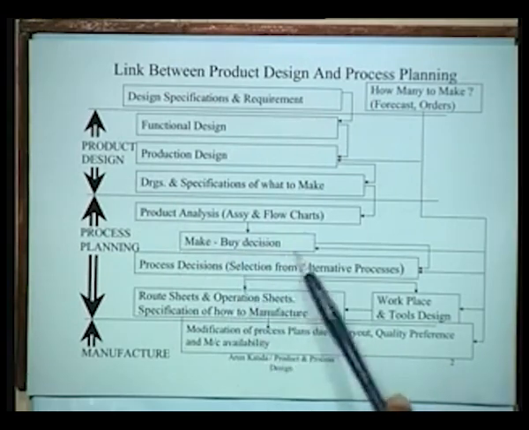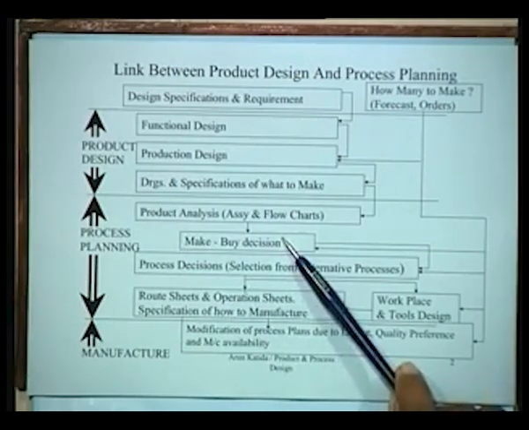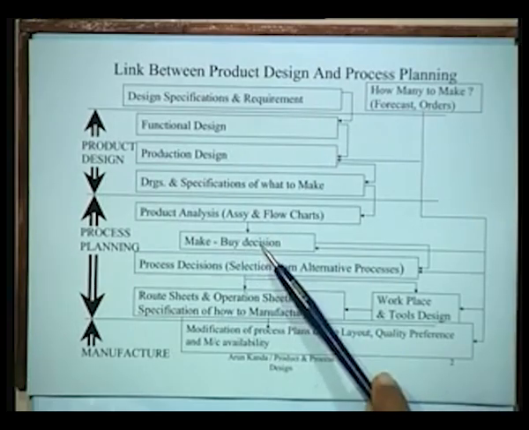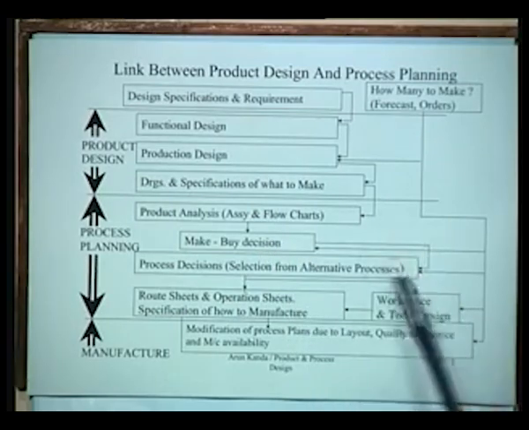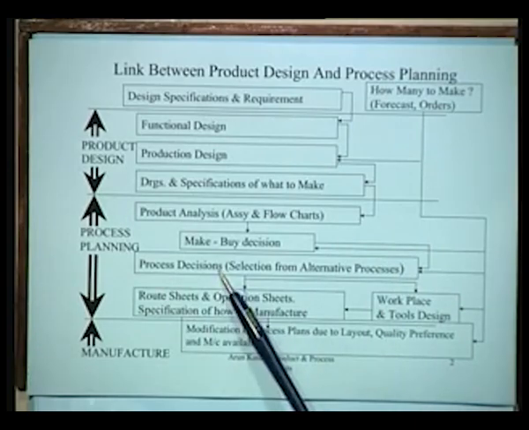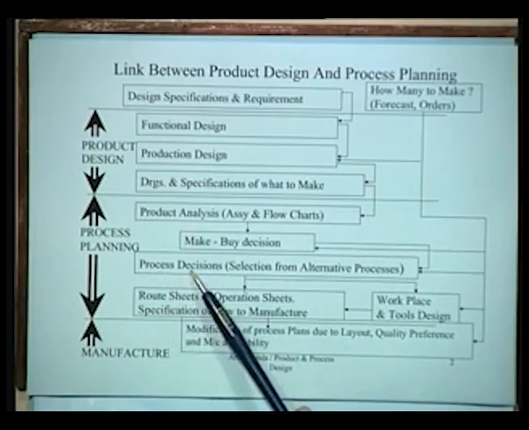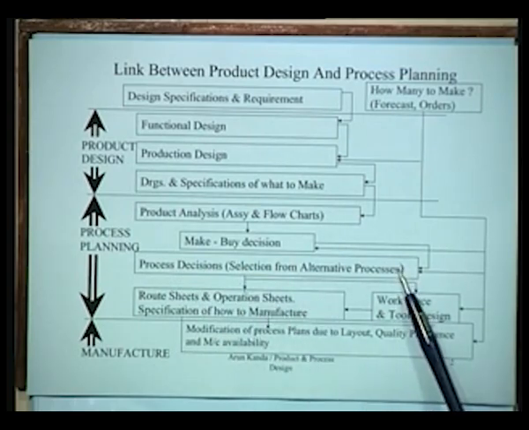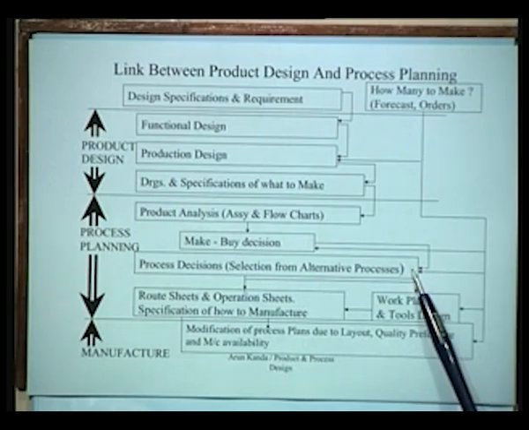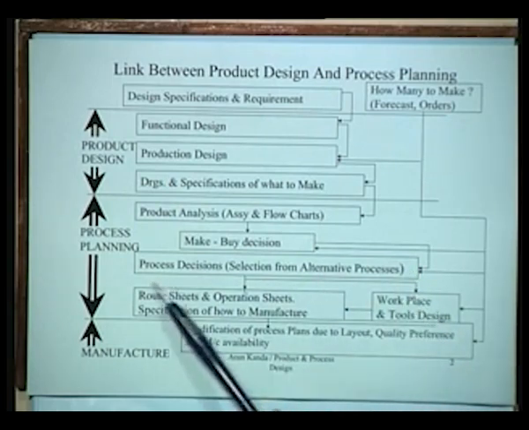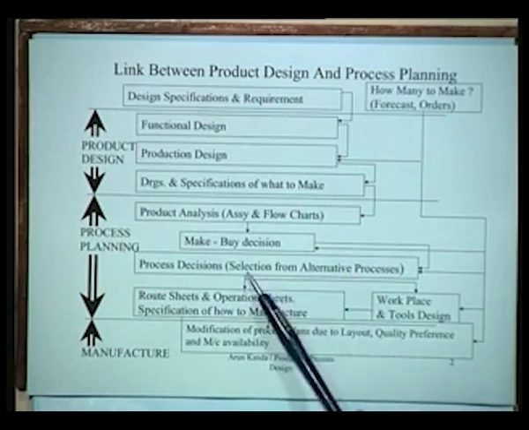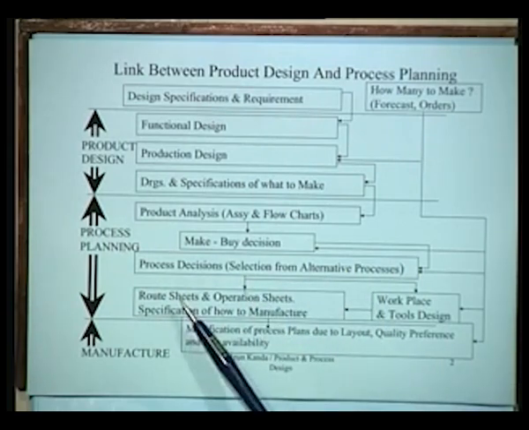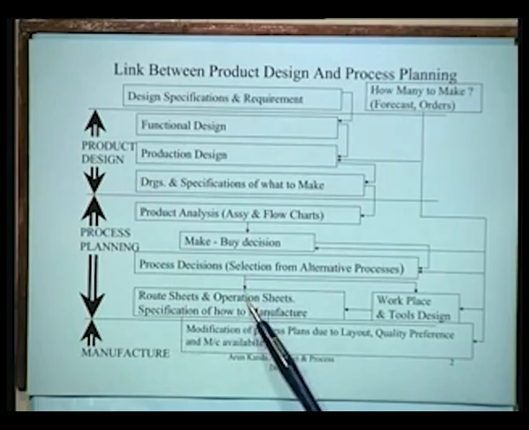Other components you might have to make. So this decision on make and buy for the large number of components which make the product has to be taken. And for components for which you take the make decision, you have to decide on the process sequence. Not only the process sequence, but which processes to adopt. Quite often there is a selection from alternative processes, so this decision becomes important at this stage. And once you have finalized these decisions, you summarize them in the form of documents which are known as route sheets and operation sheets.